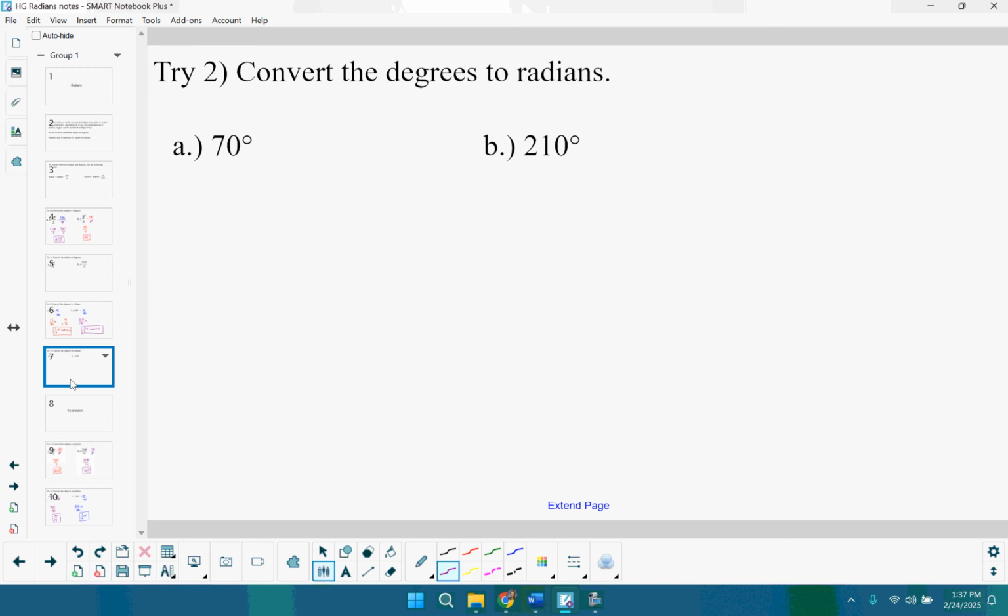So there are 2 left here for you to try. Check your answers on Google Classroom. But that's it for radians.